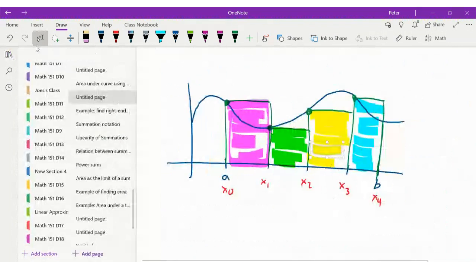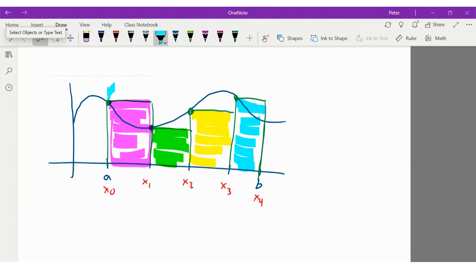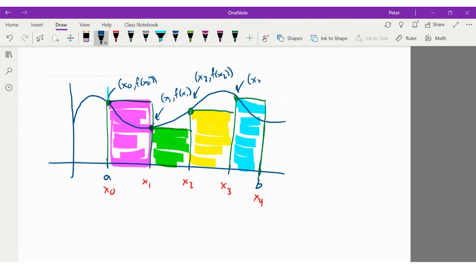So in this case, this is going to be x0, f of x0. This is going to be x1, f of x1, etc. Here I've got, I'll put them all in, x2, f of x2, x3, f of x3. And if you notice, in the last drawing, I had used f of x4 as the basis for one of the rectangles, but I hadn't used f of x0. So this just shifts everything down by one.